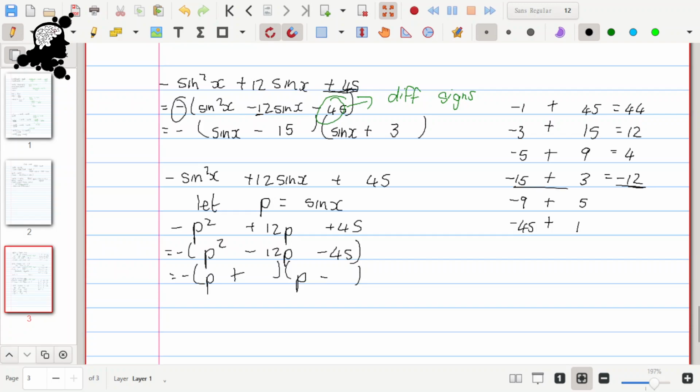Since we've identified the factors already, we've got minus 15, we've got positive 3. When you do it this way, always remember to go back to what you started with here and substitute the correct trig ratio back into the equation. So we're going to have sine of x plus 3, and we're going to have sine of x minus 15. And that's exactly the same as what we have in the first approach that I've used. I hope this makes sense to you guys.